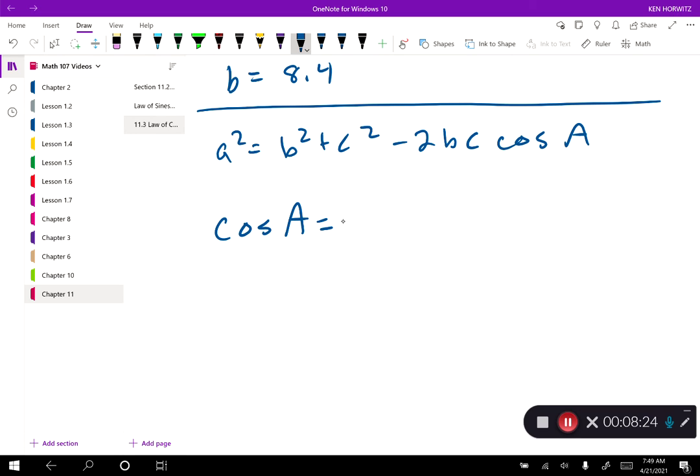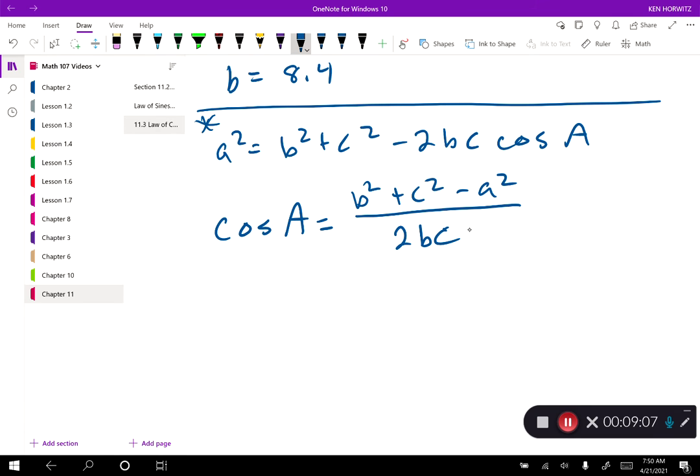So why don't you pause the video, take a moment, see if you could take that formula and manipulate it so we have cosine of A equals. All right, so it is just some algebra, things like subtracting b squared, subtracting c squared, dividing by 2bc, or negative 2bc as a matter of fact. But you should have gotten b squared plus c squared minus a squared all over 2bc.